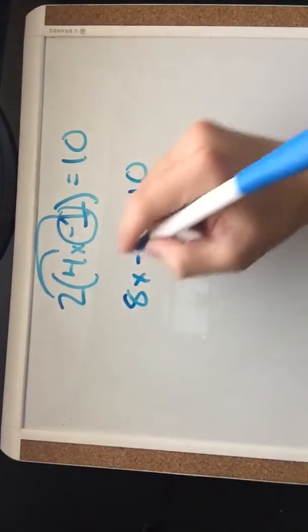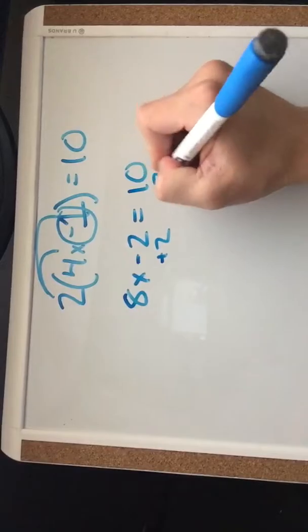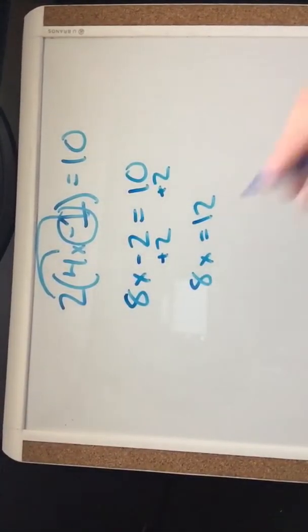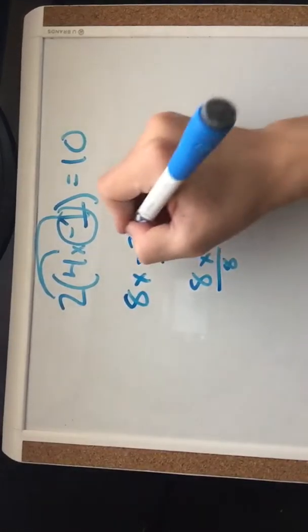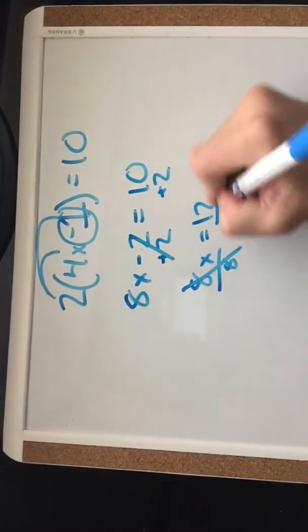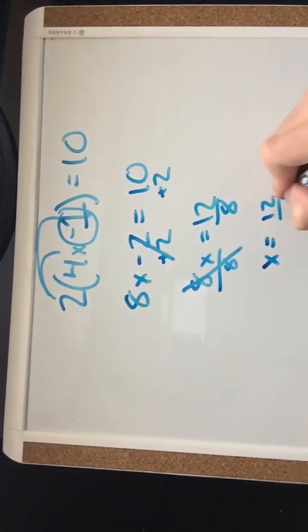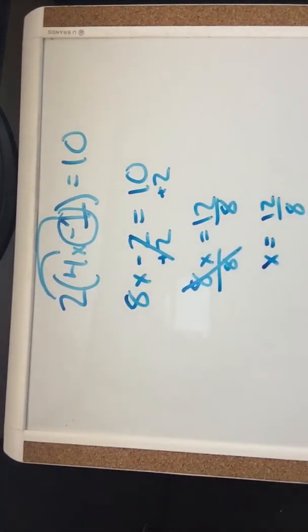Now we move this 2 over. 8x equals 12. We have to remove the 8, divide 8 with 12. There's our answer. X equals 12 over 8.